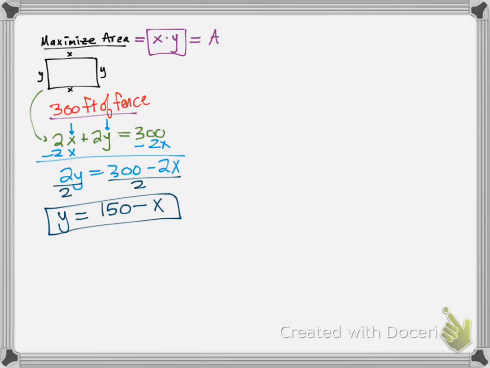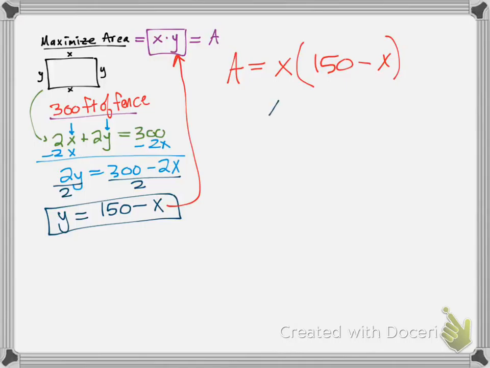Once I have my 150 minus x equals y, I'm going to replace it. So I'm going to get a new area equation. The original x stays. The y is replaced with 150 minus x. I distribute my x, so I get 150x minus x squared is my area. Now, this is my equation.